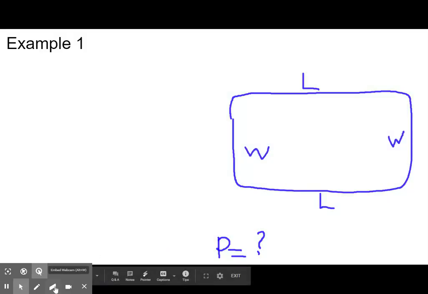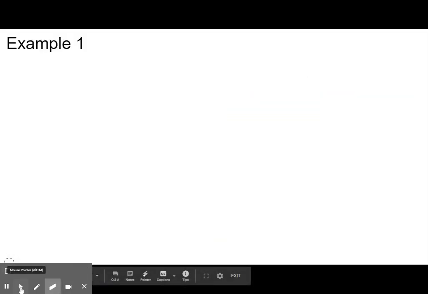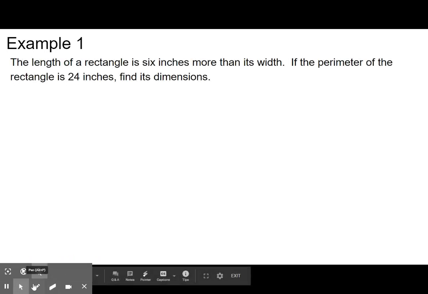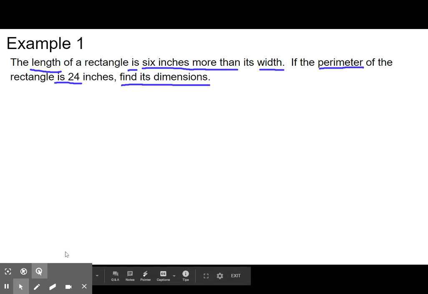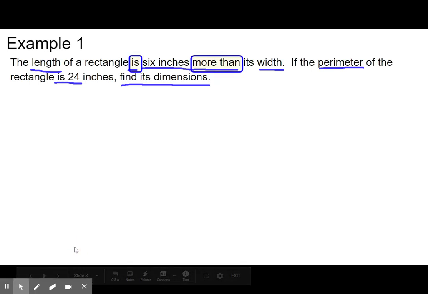All right, first example. The length of a rectangle is 6 inches more than its width. If the perimeter of the rectangle is 24 inches, find its dimensions. All right, just like we always do, let's identify the important math words. I think I've underlined the majority of them.